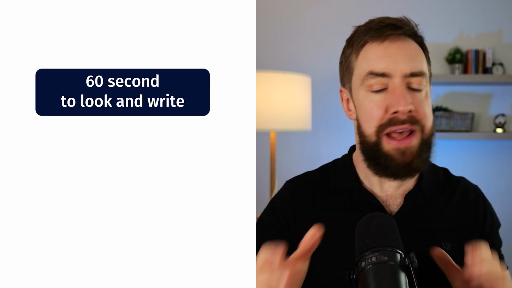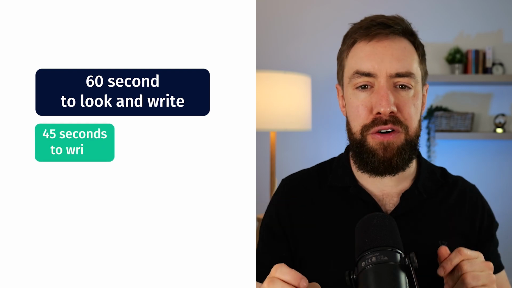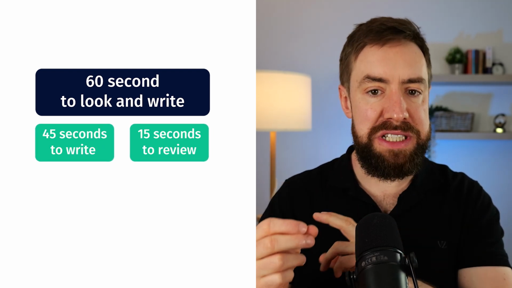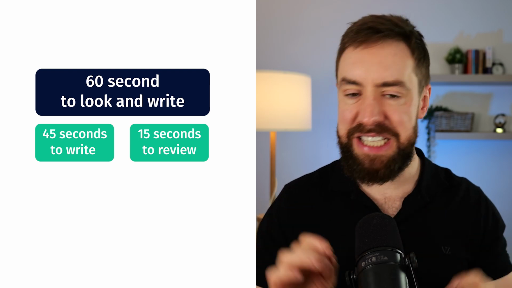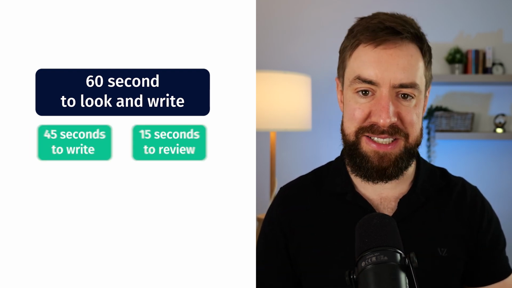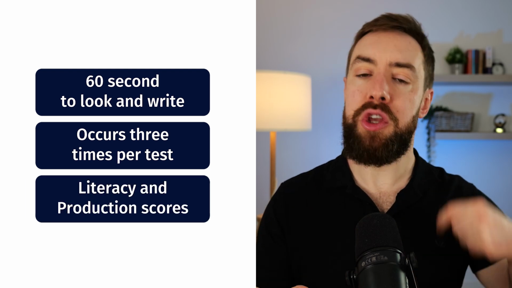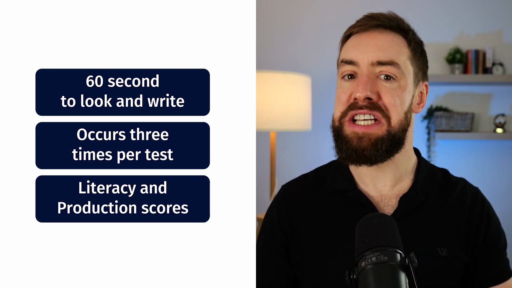Let's do a quick 30-second review of Write About the Photo before we jump into those 35 words and phrases. So, Write About the Photo: you have 60 seconds to look at a photo and to write as much as you can. And we recommend writing for maybe 45 to 50 seconds and then reviewing what you've written so you can quickly change any little spelling or grammar mistakes. This question comes 3 times in the DET and it counts towards your production and literacy subscores.